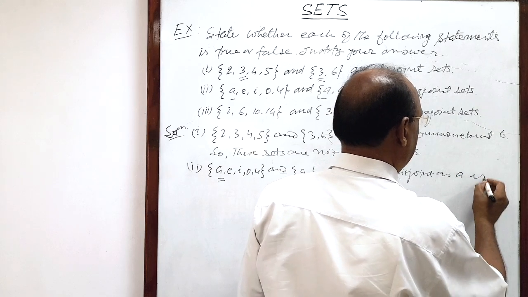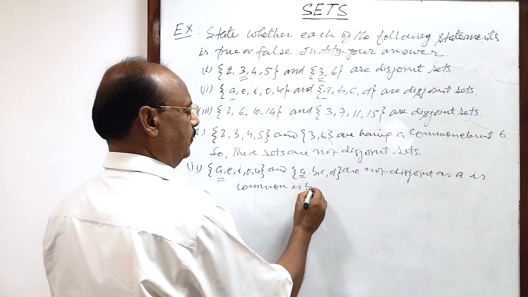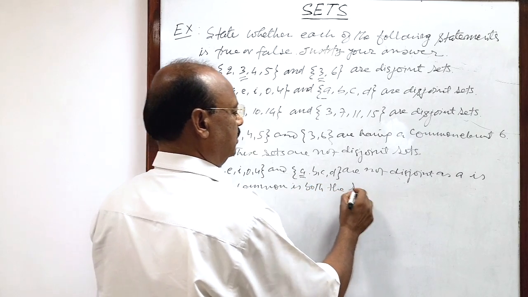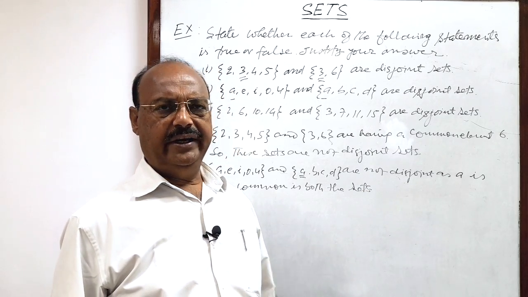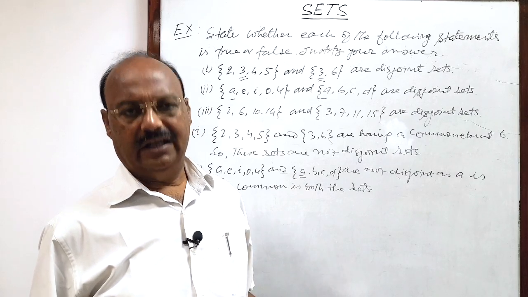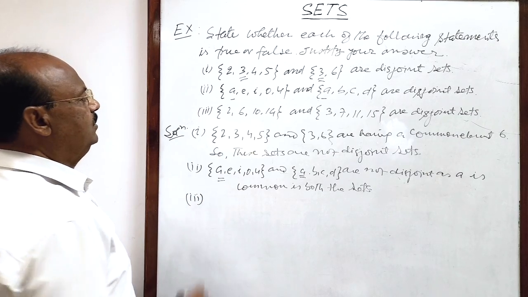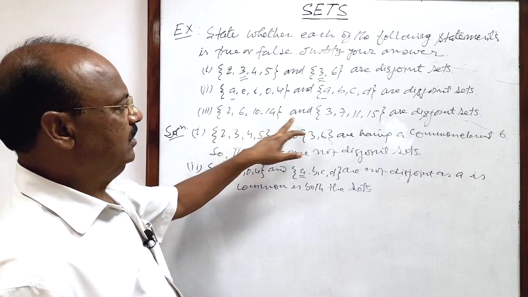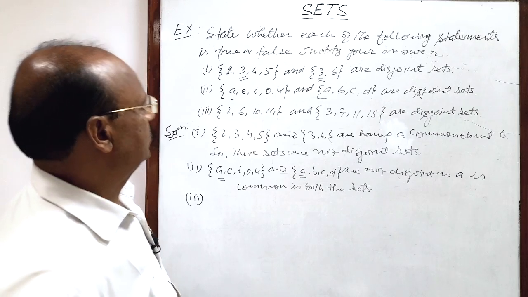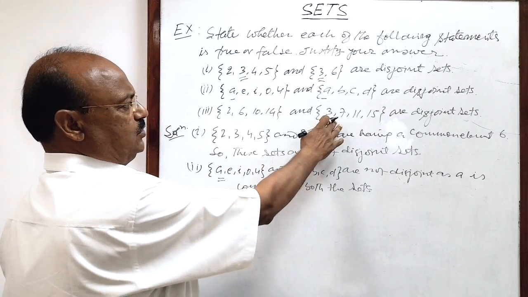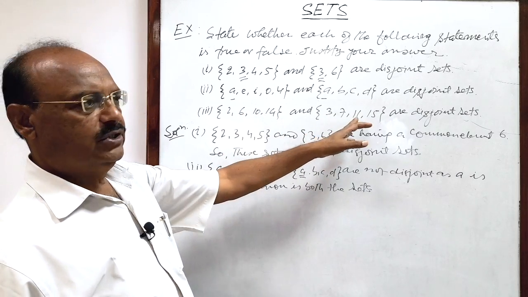As A is common in both the sets. As we know, two sets are disjoint only when the intersection of these two sets is a null set, an empty set. Okay, and the third part of the question: 2, 6, 10, 14 and 3, 7, 11, 15 are disjoint sets. So you see, yes, these two sets are disjoint sets because no element is common in these two sets.